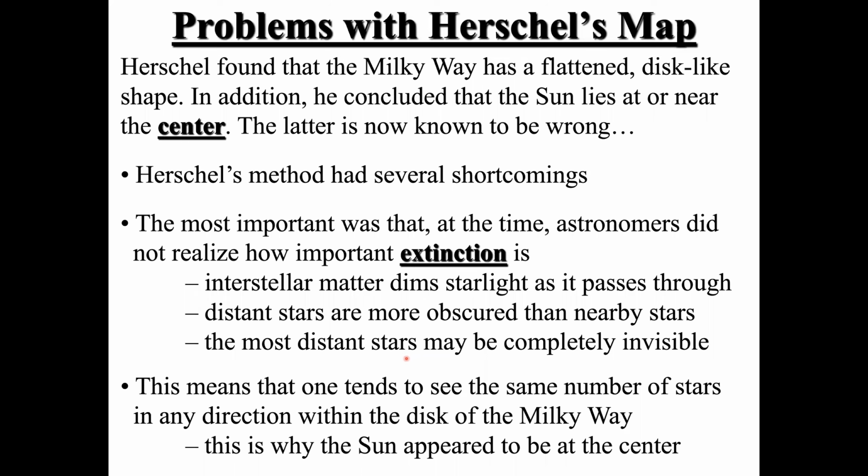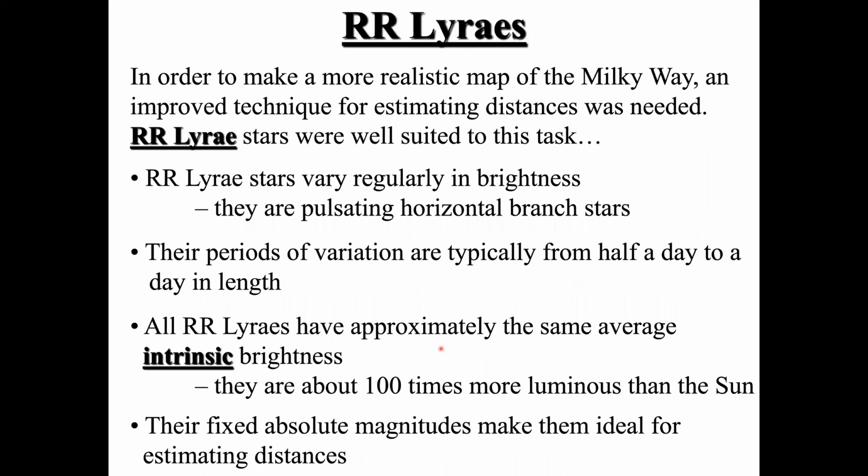And because of that, we tend to see the same number of stars in any direction within the disk of the Milky Way. And this is why the sun appears to be at the center, because when you see the same number of stars everywhere, we think that we are at the center, but we know that this is not true.